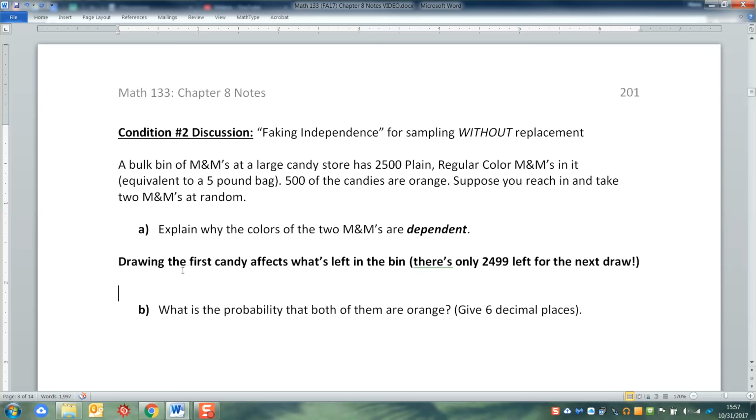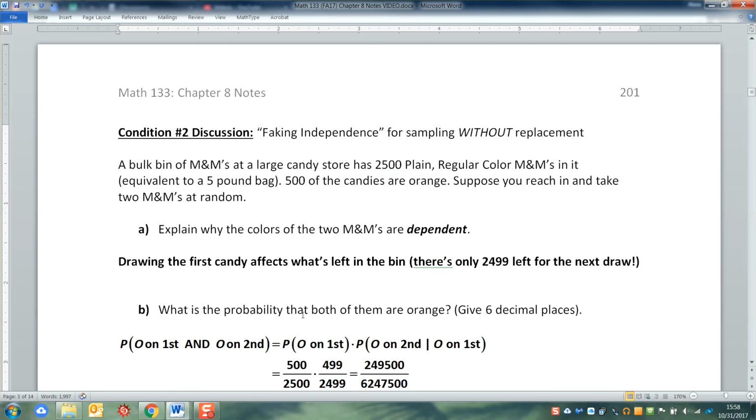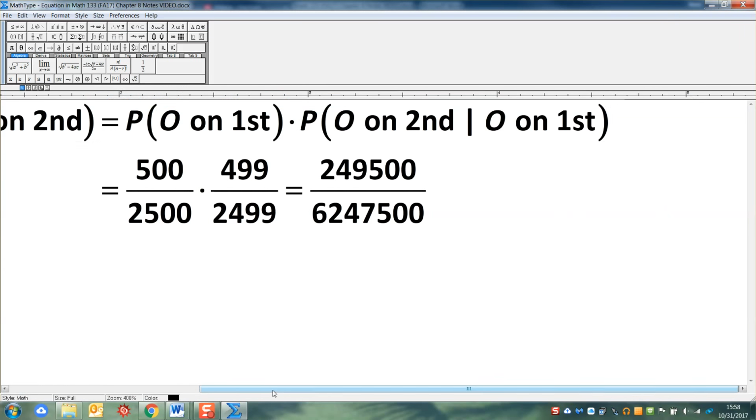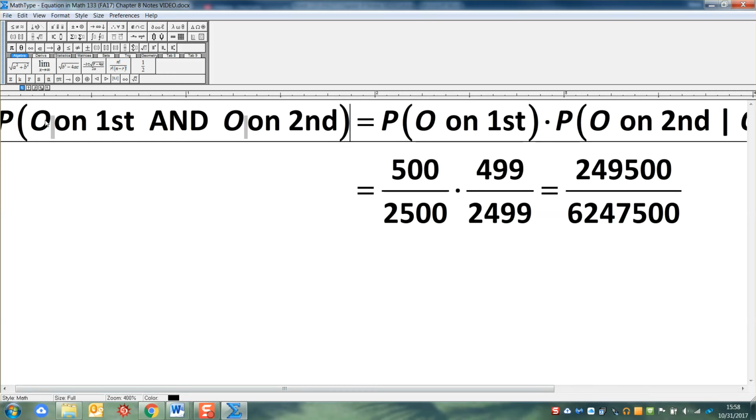Right? So drawing that first candy affects what's left in the bin, and there's only 2,499 left for the next draw. So now let's find the probability that both of them are orange. That means I want the first M&M to be orange and the second M&M to be orange. Keep in mind there are 500 orange candies in the bin altogether. This is the general multiplication rule that we learned in section 5.4.